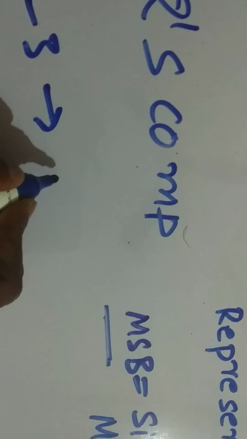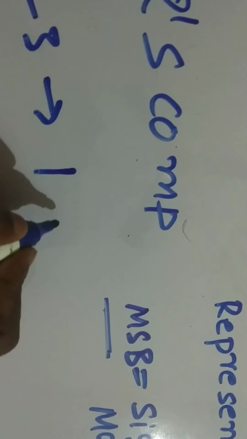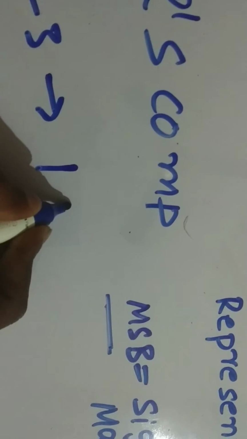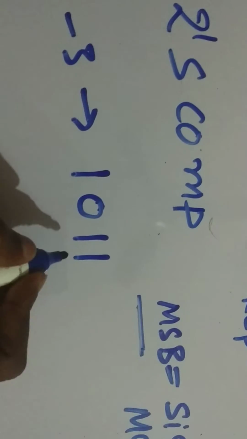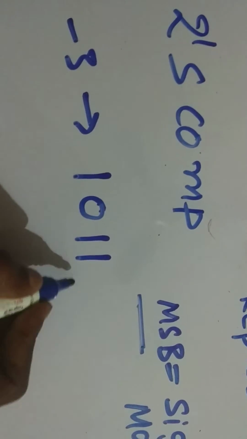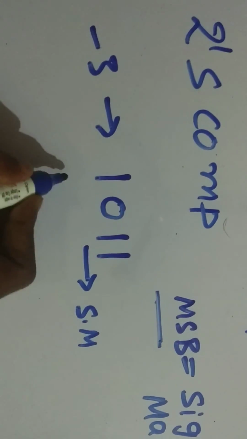So in 1's complement, it is minus 1. 1 is for the sign, and the next 3 bits are for the magnitude. So it is 0, 1 and 1. So minus 1. Now this is in sign magnitude form. Now we need to convert it into the 1's complement.